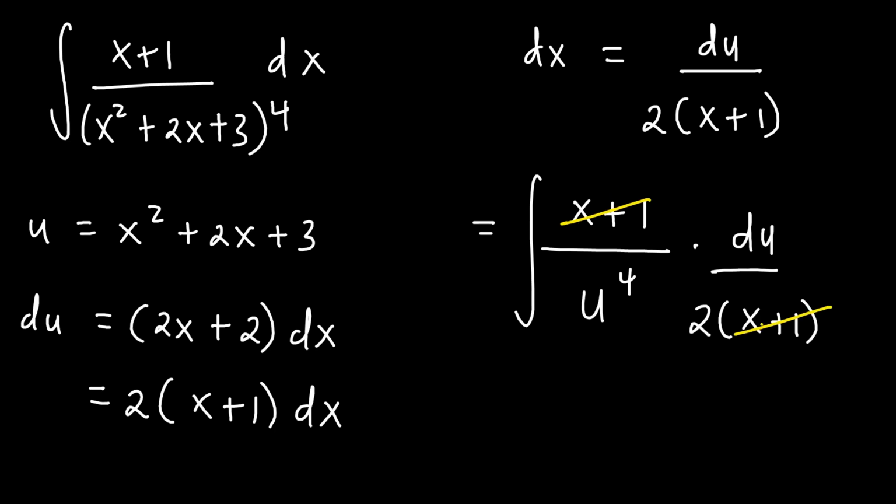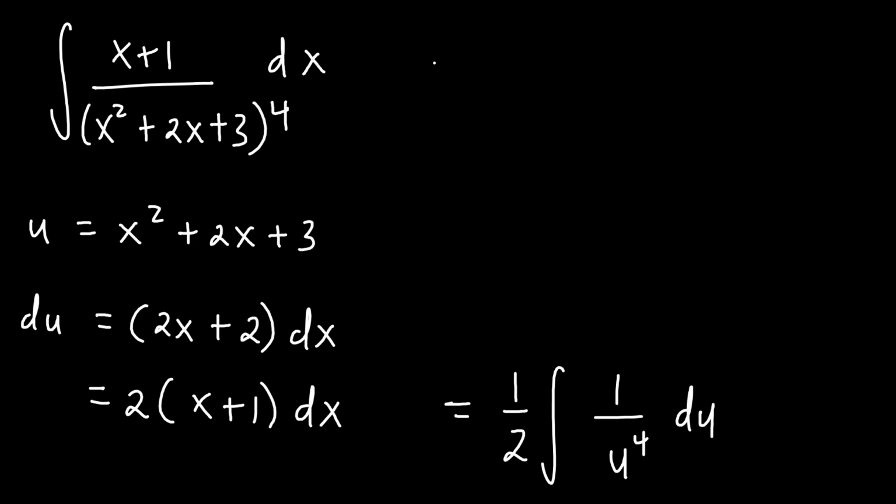This will cancel with that. And then we can take out 1 over 2. So we shall have 1 divided by 2 times the integral of 1 divided by u to the power of 4 du. So this will be equal to 1 divided by 2 times the integral. Now if we take this to the top, the exponent will become negative. So this will become u to the power of negative 4 du.